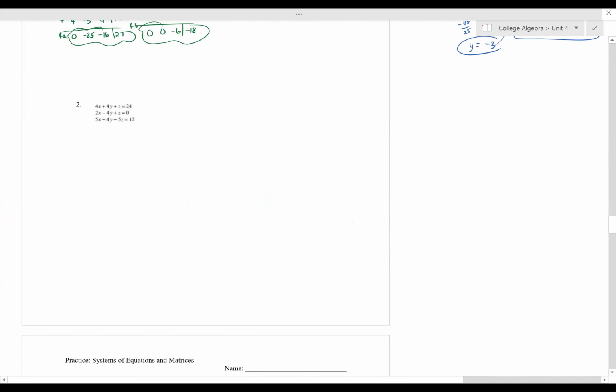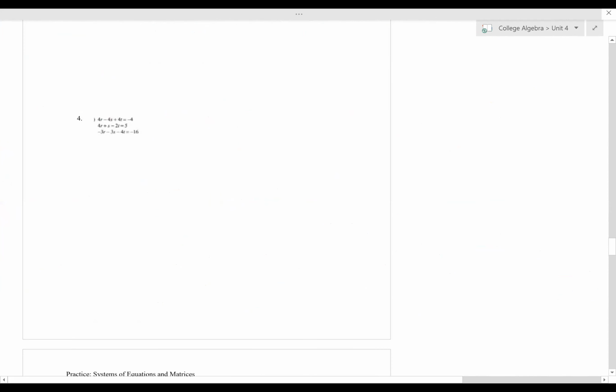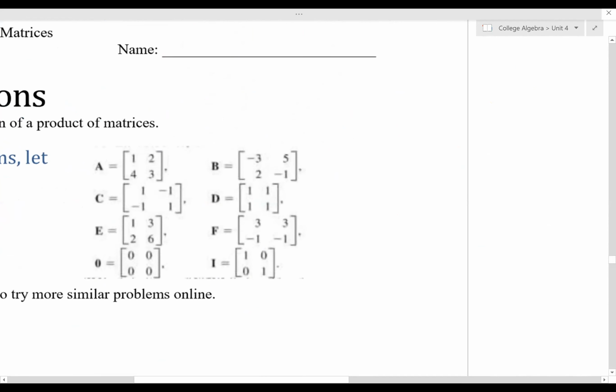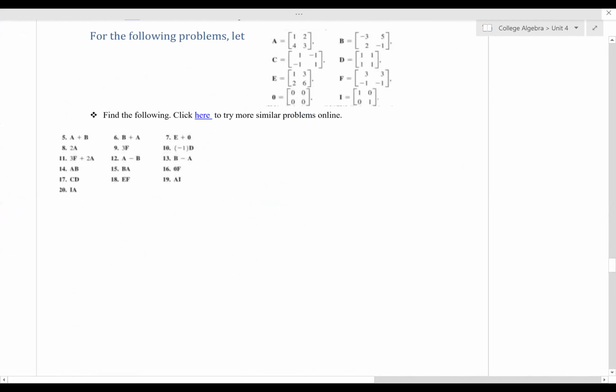Okay, so let's move on to matrix operations. And so with matrices, you can add and subtract. You can do a form of multiplication. And so we've got some examples here where we can do some of those operations. What I've got on this study guide is you have a bunch of different matrices that are referenced here, and then you have some different steps. I'm actually going to move on to question 21.